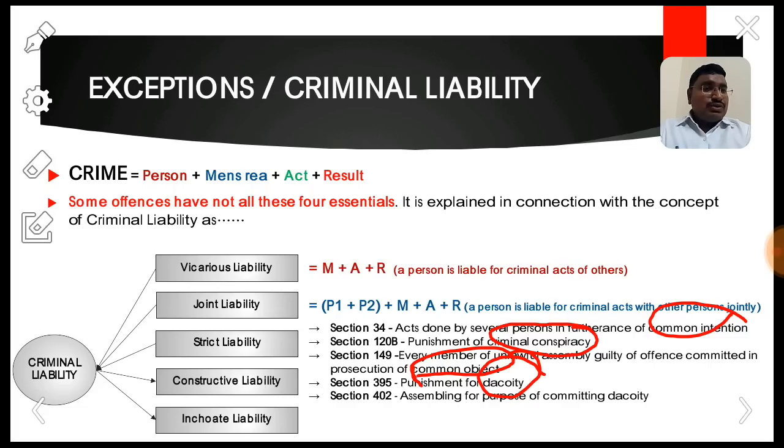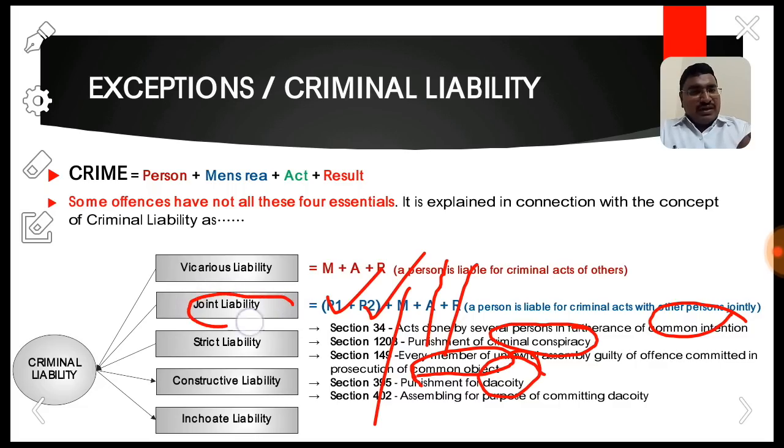One person cannot do the dacoity. There must be at least 5 or more than 5. Hence, P1 plus P2 plus P3 plus P4 plus P5, at least P5, plus some mens rea plus some actus reus plus some result gives an offence. This concept is known as joint liability.